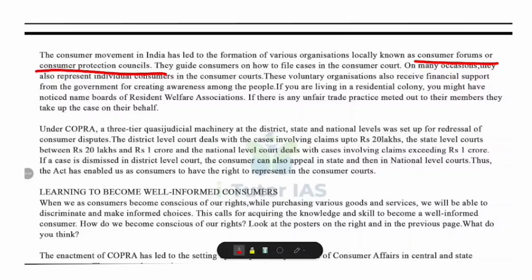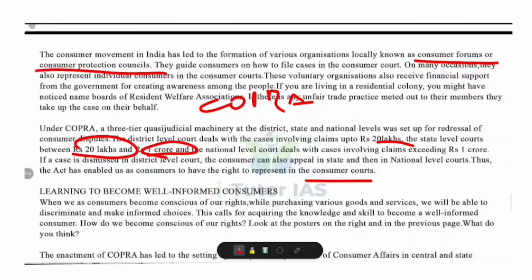trade practices. Under COPRA, what is the full form of COPRA? Yes, Consumer Protection Act of 1986. So under COPRA, a three-tier system was set up for resolving disputes. District courts handle claims up to rupees 20 lakhs. State courts deal with claims between 20 lakhs and rupees 1 crore. And the national court handles claims above 1 crore. So if a case is dismissed at the district level, it can be appealed at the state and then at the national level. This act ensures that consumers have the right to seek justice in consumer courts.